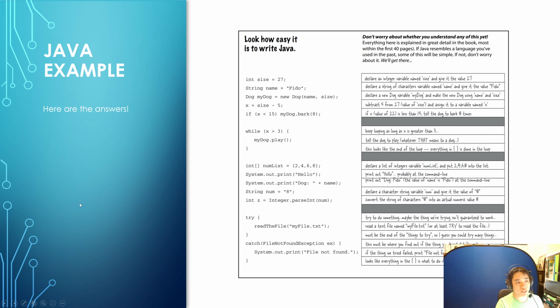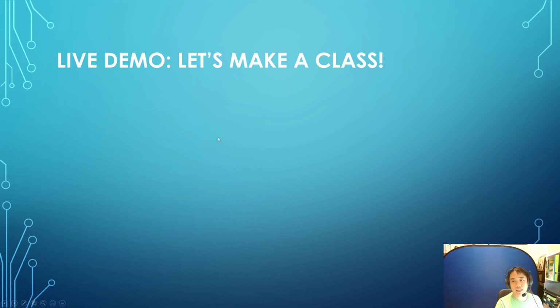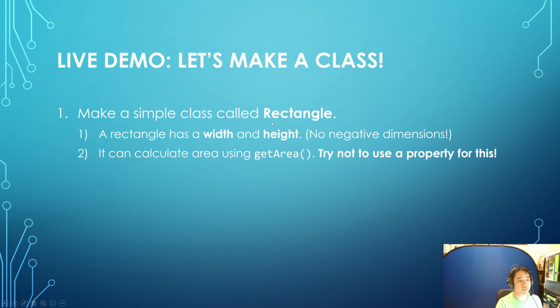So here are the answers. Now, let's go ahead and dive into a live demo, which is to make a class. I've already done this stuff, but I'm going to do it again, because why not? So I will make a simple class called rectangle, and I will give it a width and a height. And I will also use getArea to calculate the area without using any properties.